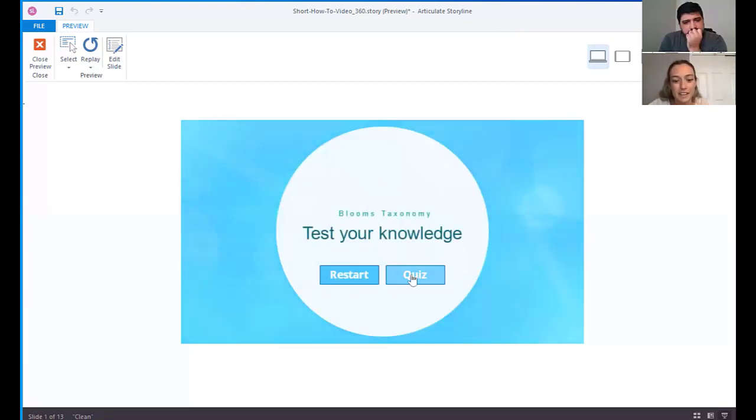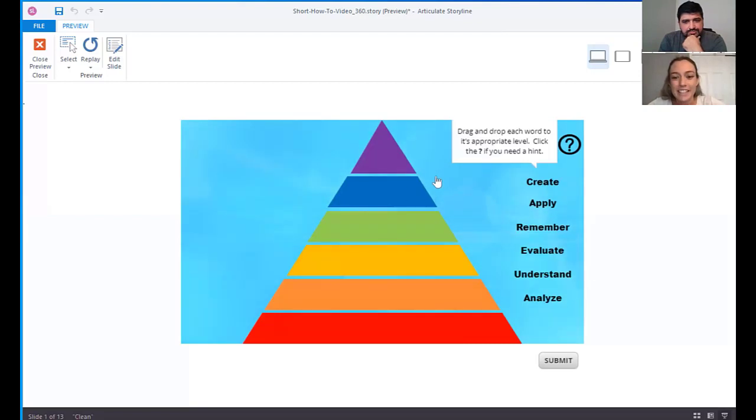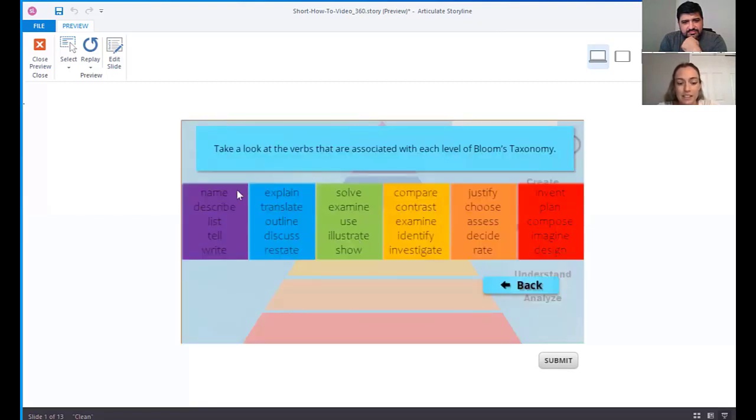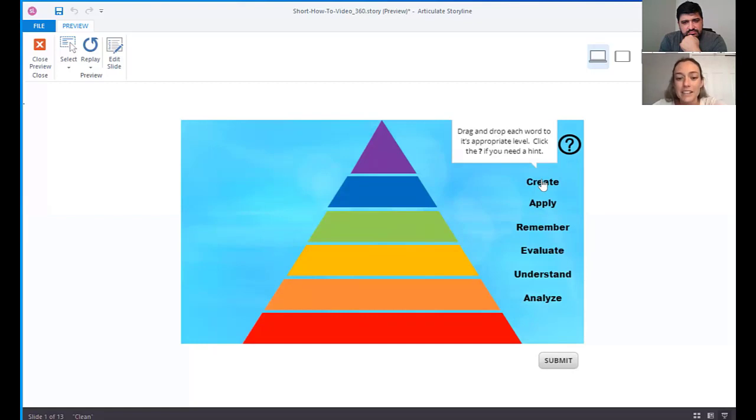Okay, so then I just did a few questions here. Do you want to see those? Okay. So this one is a drag and drop. So drag and drop each word to its appropriate level. And then I did a little question mark in case you needed hints. So this has all the verbs that are associated with the levels. And then I did this so that if it goes to the wrong one, it will just bounce back. So it's kind of easy to just put it to the right one.